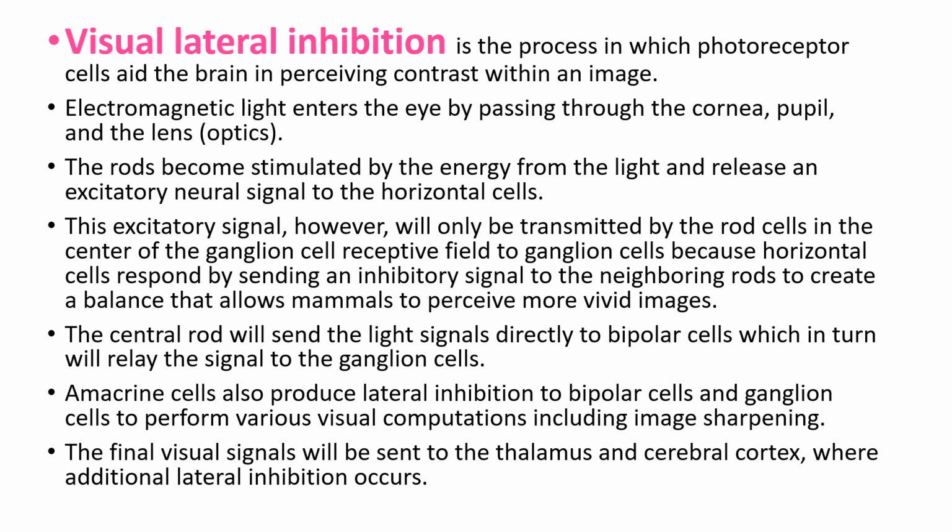field to ganglion cells because horizontal cells respond by sending an inhibitory signal to the neighboring rods to create a balance that allows mammals to perceive more vivid images. The central rod will send the light signals directly to bipolar cells, which in turn will relay the signal to the ganglion cells. Amacrine cells also produce lateral inhibition to bipolar cells and ganglion cells to perform various visual computations, including image sharpening. The final visual signals will be sent to the thalamus and cerebral cortex, where additional lateral inhibition occurs.